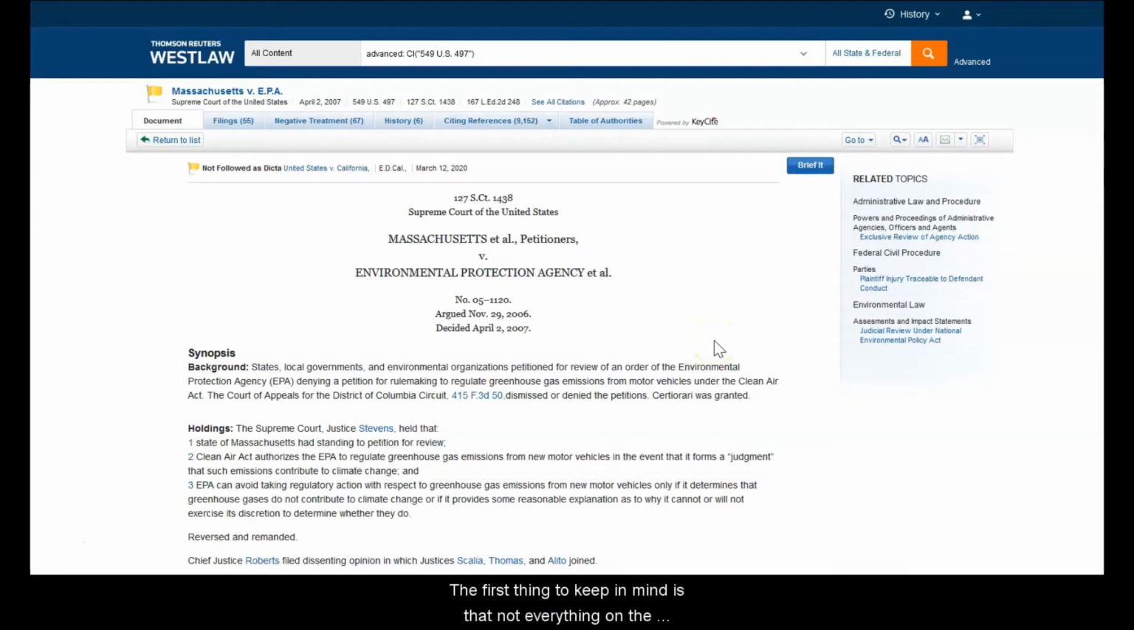The first thing to keep in mind is that not everything on the page is officially from the Supreme Court. That is to say, some of the information is provided by Westlaw for the convenience of the researchers. That information is not what you would cite in your paper, only what the court itself has said.